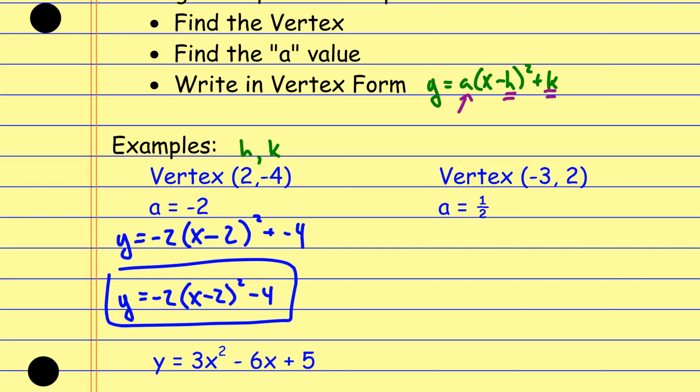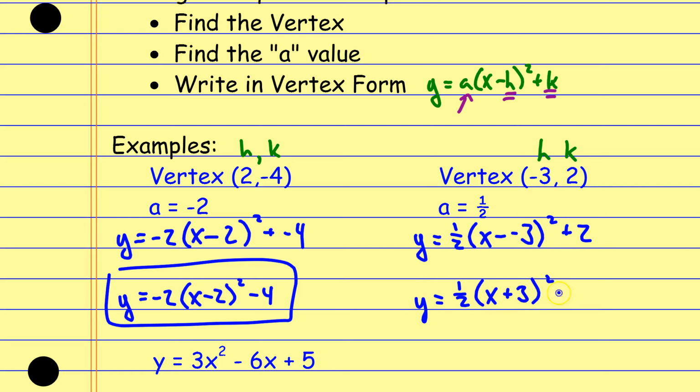Looking at the next one, I do the same kind of thing. I've got the vertex and the a value, just plug them in. y equals a, which is 1/2, times x minus h, and this time h is a negative 3. So again, be careful with those signs. This is h, k, it's minus that negative 3. Plus the k, and I'll clean it up a little bit. I would never leave that as minus a negative. I'm going to write it as x plus 3 squared and then plus the 2.